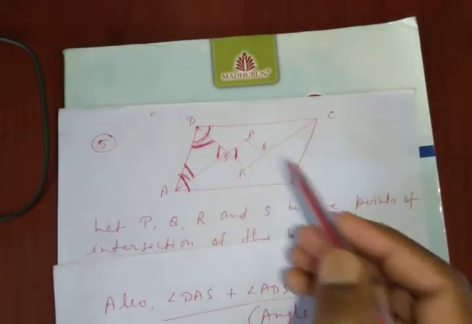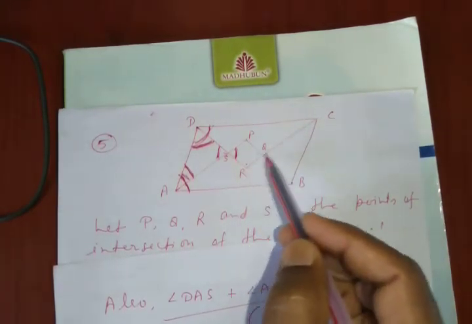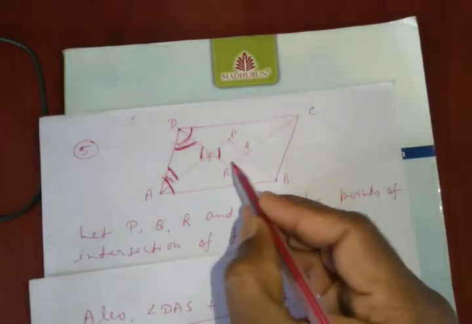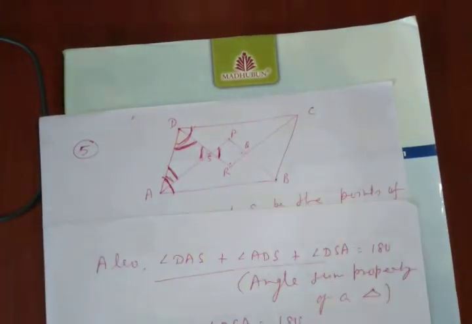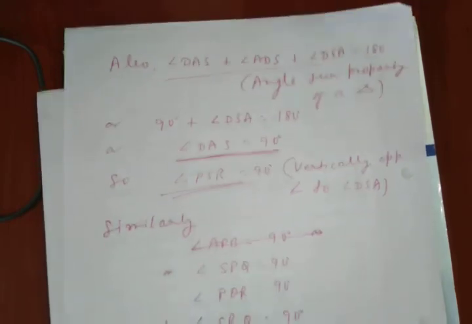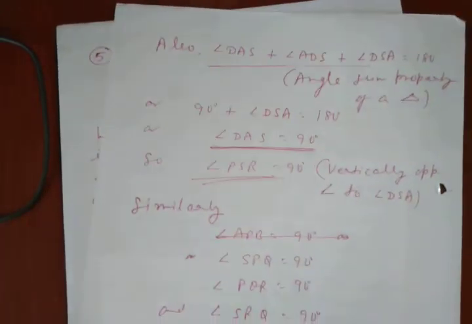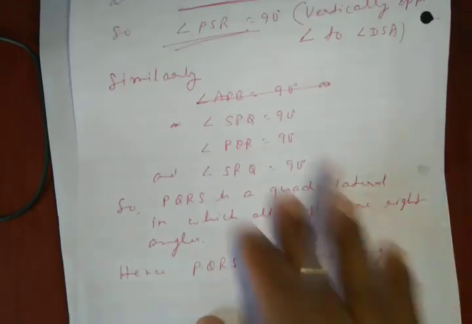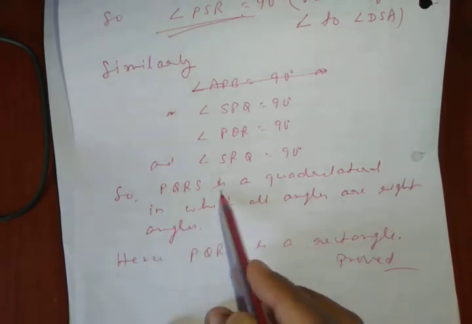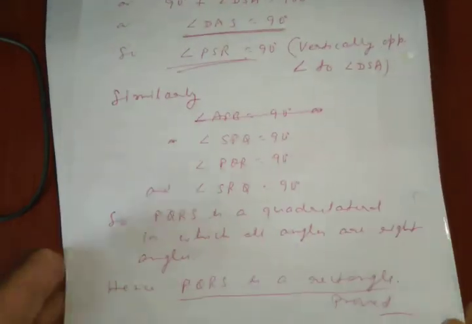Okay, so now we will not find this angle, this angle, this angle, because in finding all these angles we have to go through the same process. So just write similarly here. Similarly, this is 90, this is 90, and this is 90 also. So here in this quadrilateral, each angle is right angle, and therefore this figure will be a rectangle, because in any quadrilateral, if all the angles are right angles, then that is called a rectangle here. So in PQRS, PQRS is a quadrilateral in which all the angles are right angles, and hence PQRS is a rectangle. So this is how it is proved.